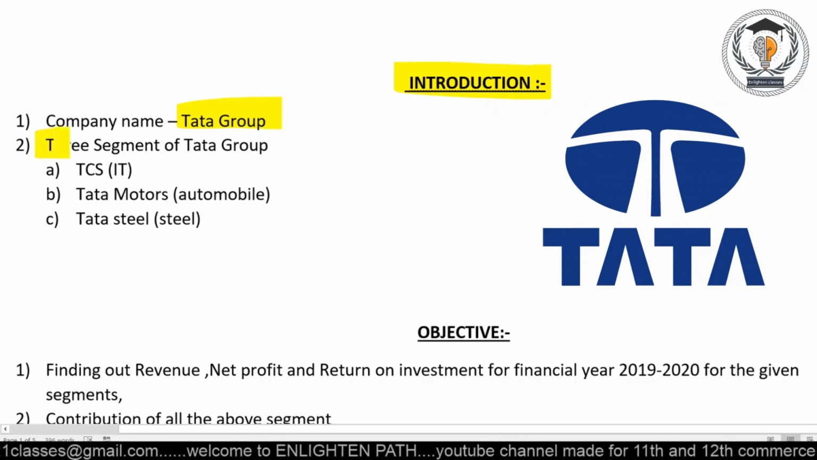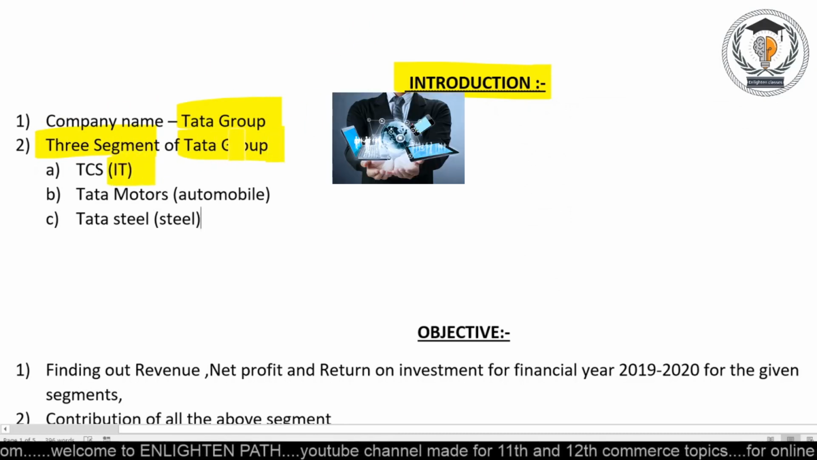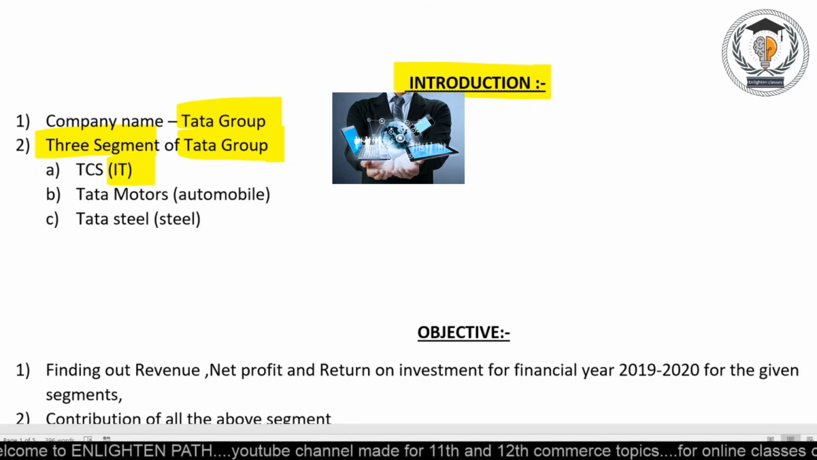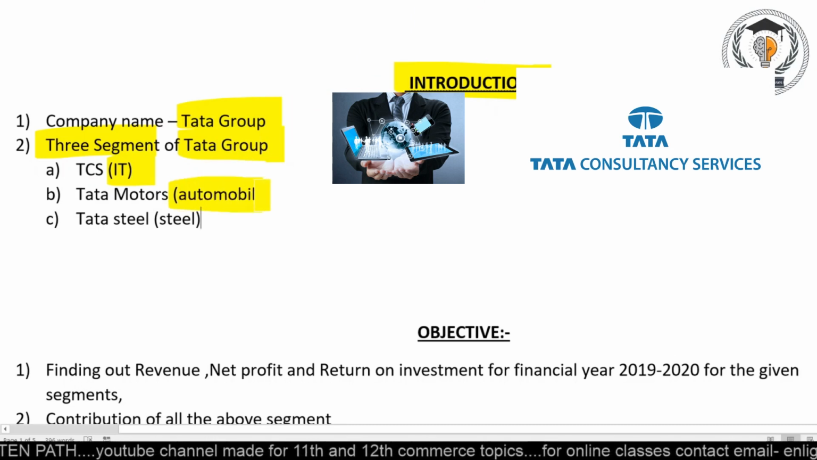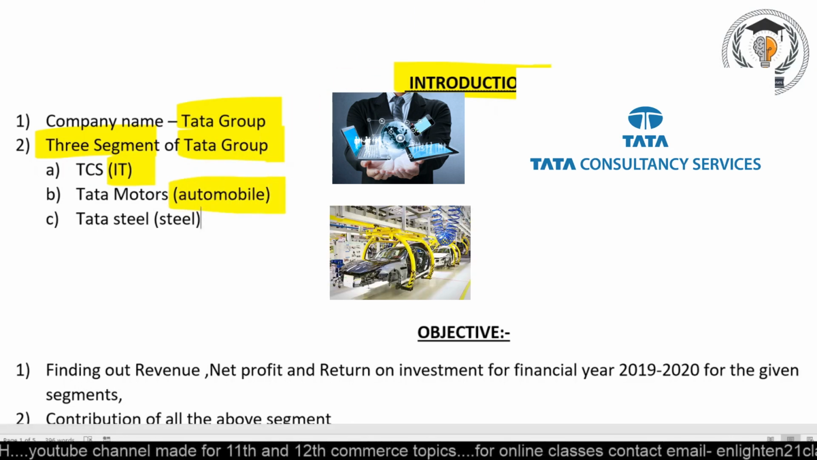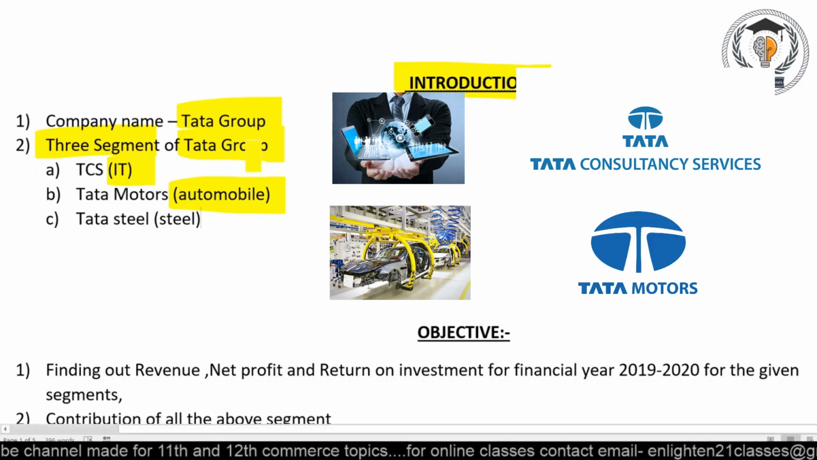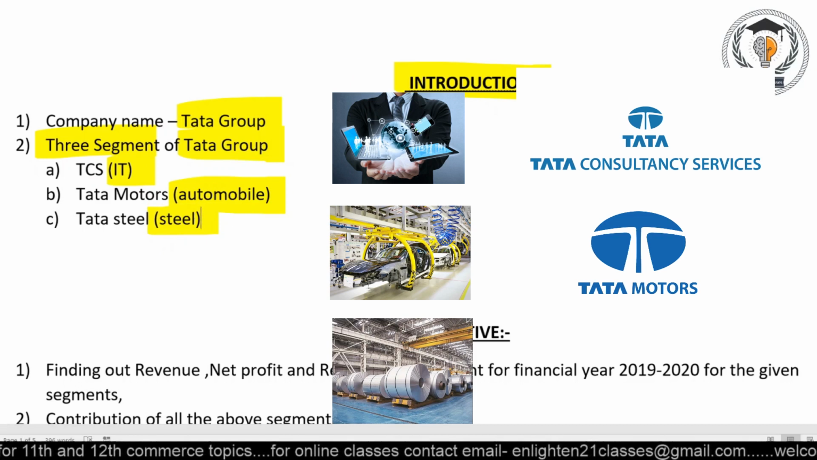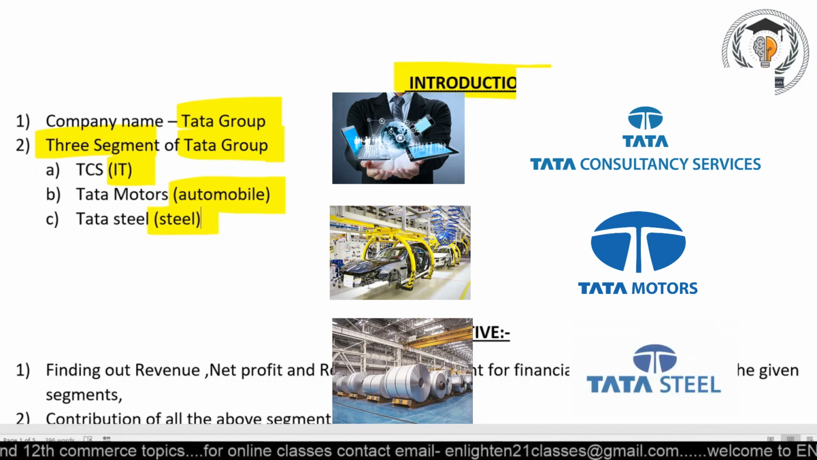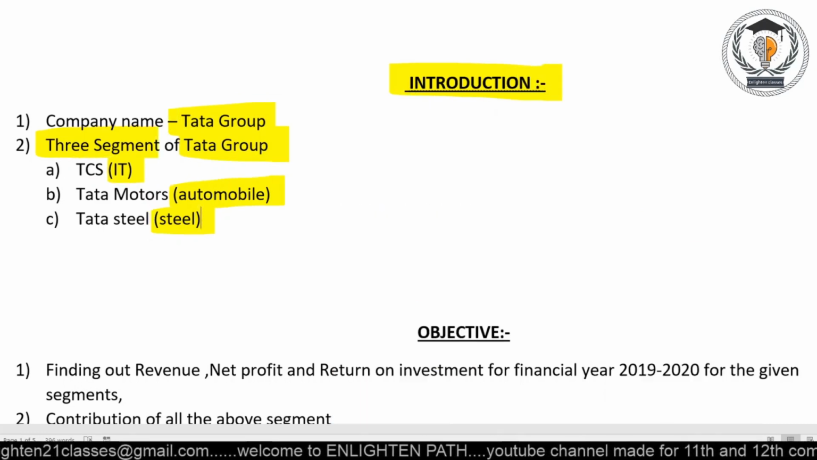For example, I have selected three segments of the Tata group. The first segment is the IT industry, where the Tata company is Tata Consultancy Services, TCS. The other segment is the automobile sector, where the company is Tata Motors. And the last that I have taken is the steel segment, where the company is Tata Steel. You can also take four segments, five segments, whatever you want, according to the instructions given by your school. And you can write a little bit about these three companies of the different segments.